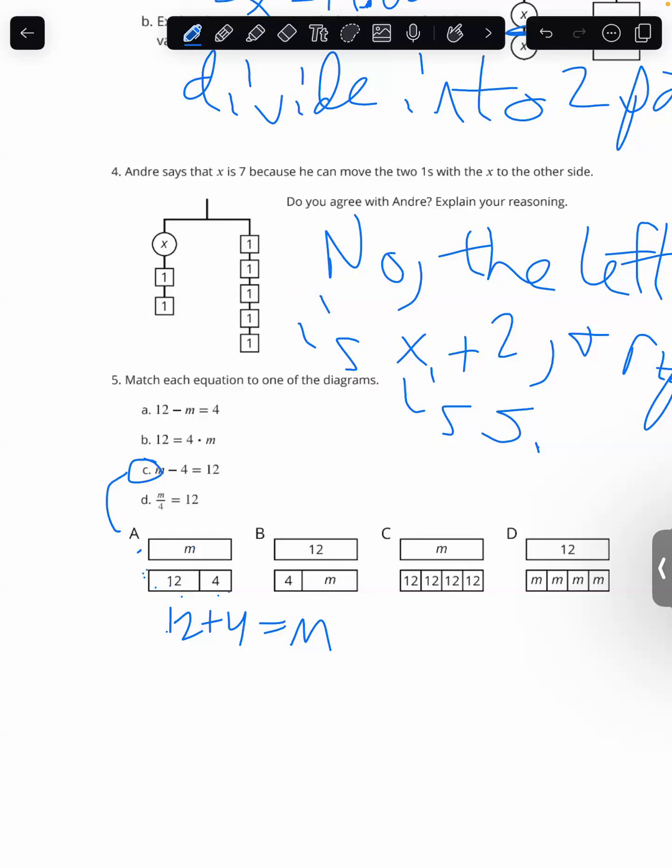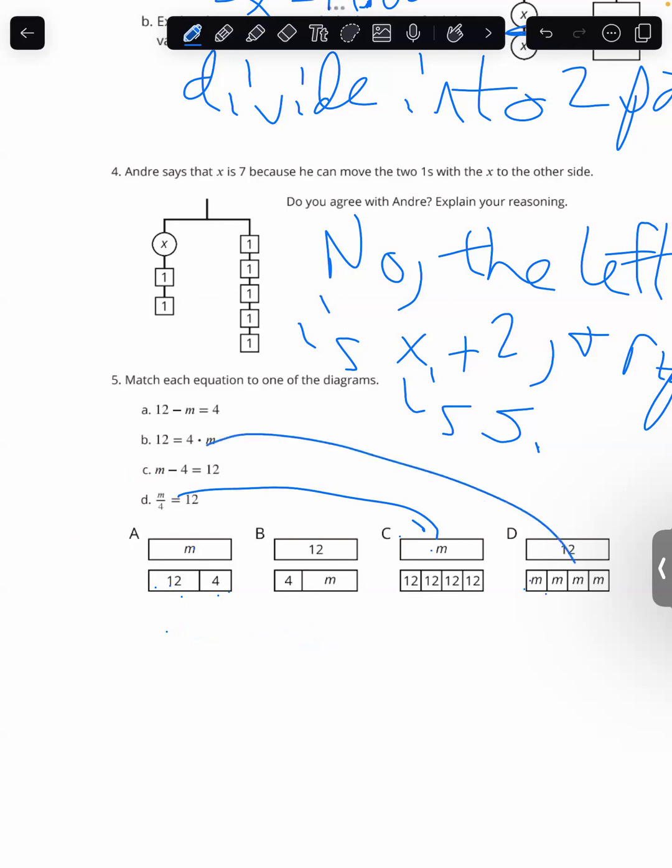On C, for example, we got m divided into 4 parts gives us 12. So that would be D right there. Then here we got 12 when we did 4 times m. That would be this one. So m minus 4 equals 12 was there. Then 12 minus m equals 4 would be there.